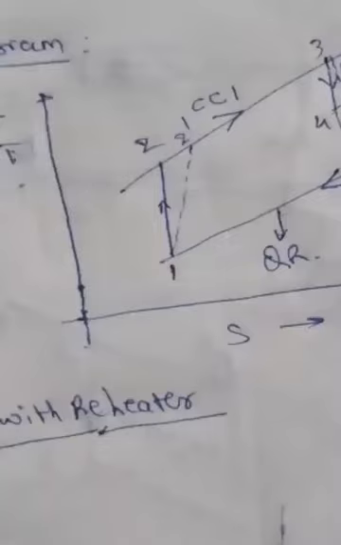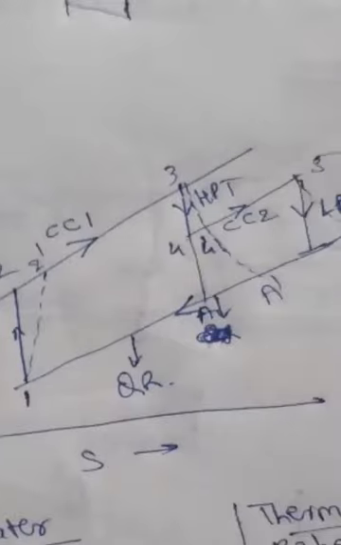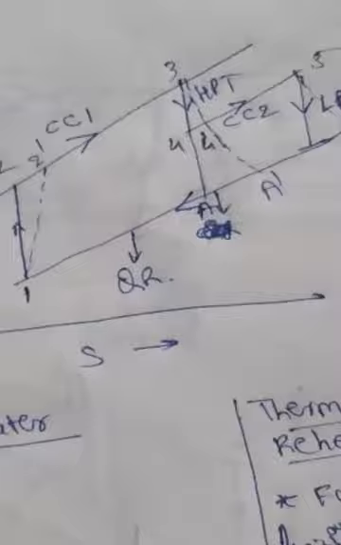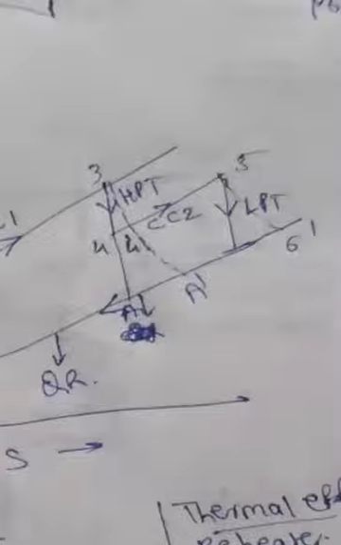The actual case 1 to 2 dash we will call the actual. And here there are two expansion processes, 3 to 4 dash and 5 to 6 dash, in the actual case. Sometimes we compare between with reheating and without reheating. That's what I have taken. This is 3 to 4, and 3 to 8.